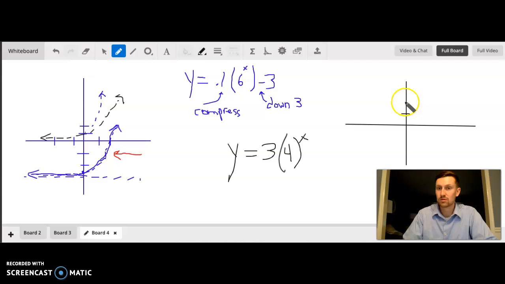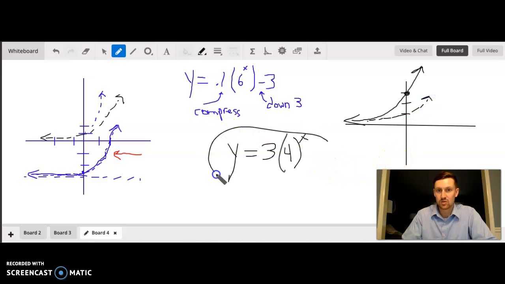3. Think about it. If I test 0 for x, 4 to the 0 is 1. 1 times 3 is 3. The whole thing is just stretched up to 3, rather than being my original 0, 1. So this equation, 3 times 4 to the x, is just stretched up to 3.